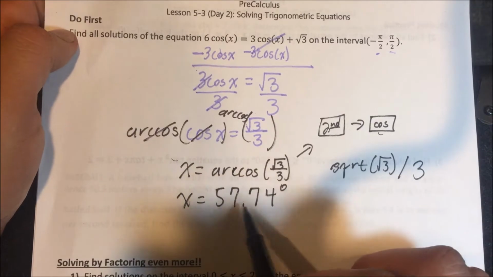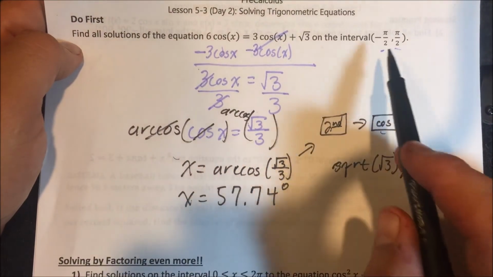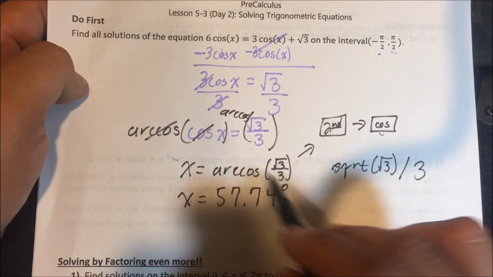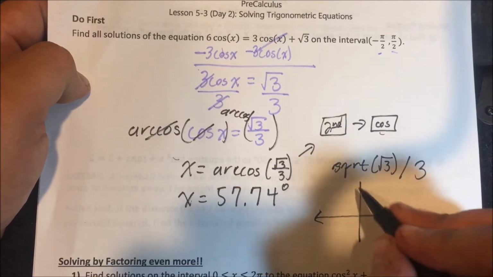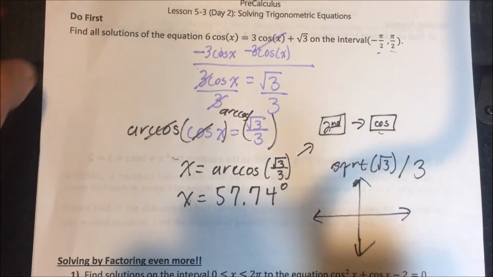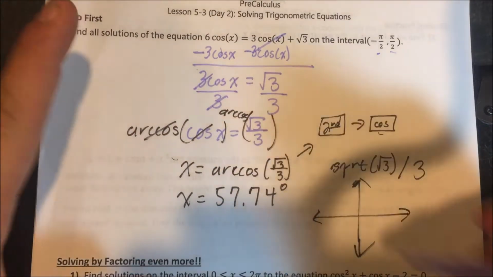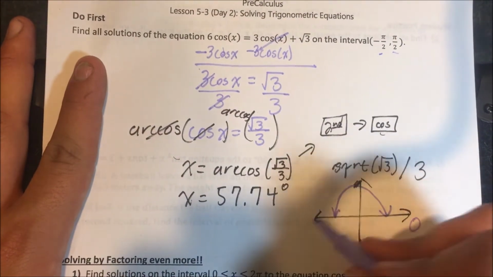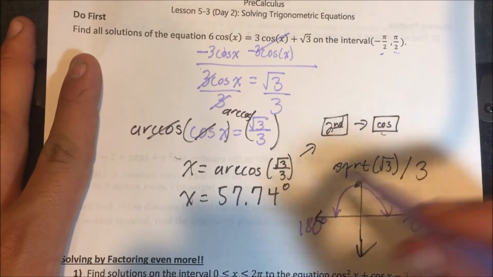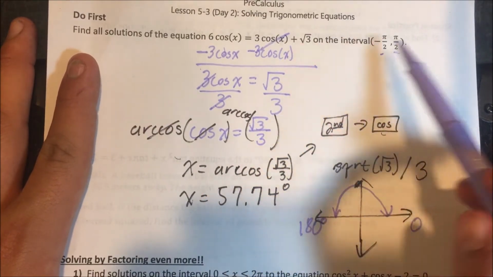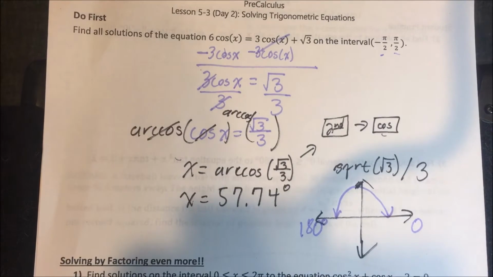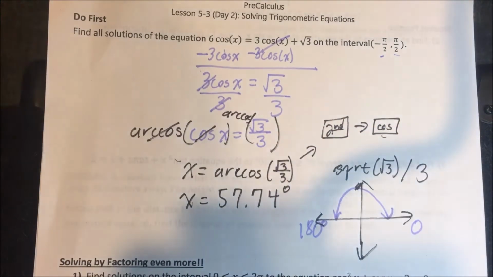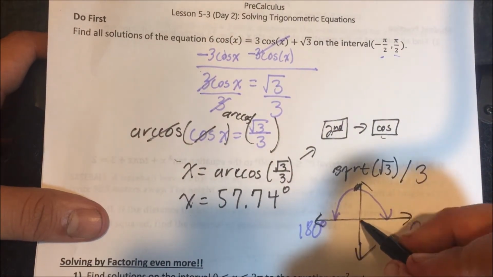Now here's the thing though: we want to find all the solutions on the interval negative pi over 2 to positive pi over 2. The problem is that, if you recall, cosine's range, or the angles that it can spit out from putting something into it, are only up here, right? I can only get angles from about 0 to 180 degrees. But if we're looking for the things that satisfy this interval, there's another angle with a cosine of positive square root of 3 over 3, and that's over here, right?